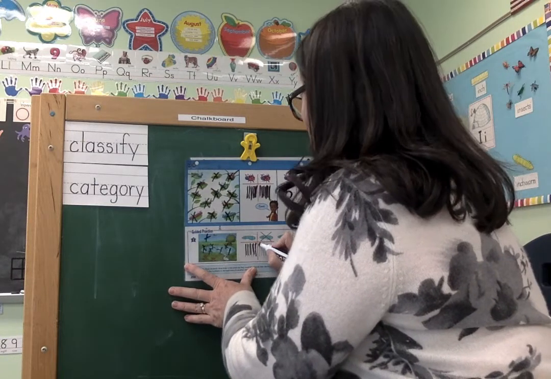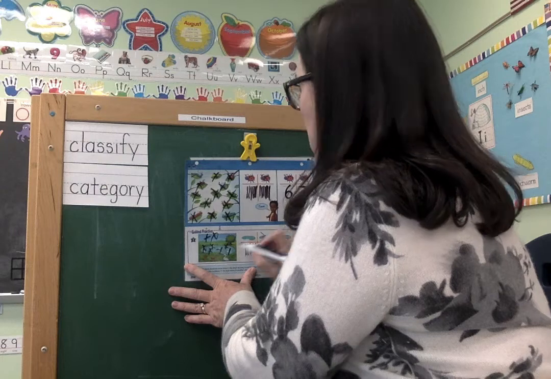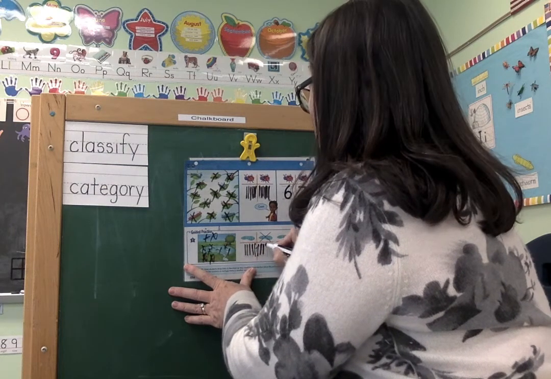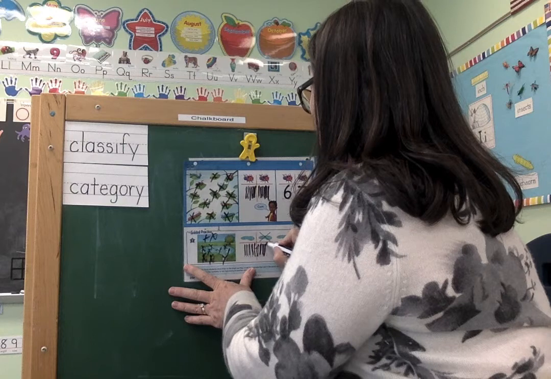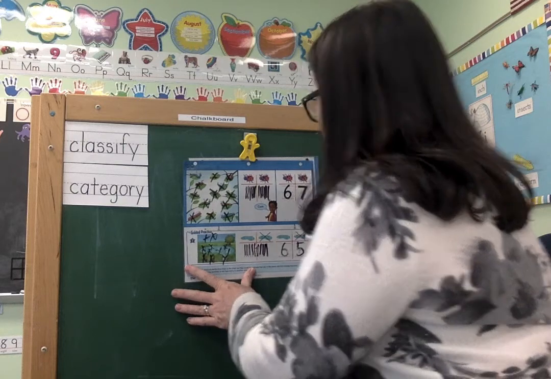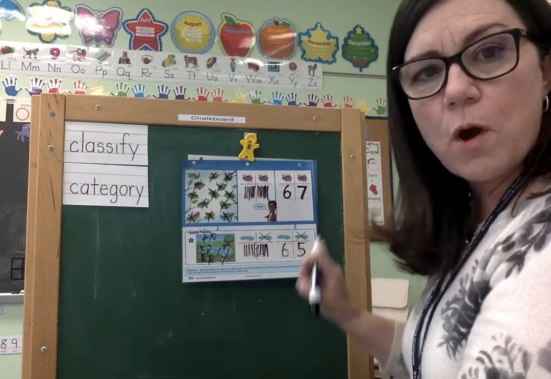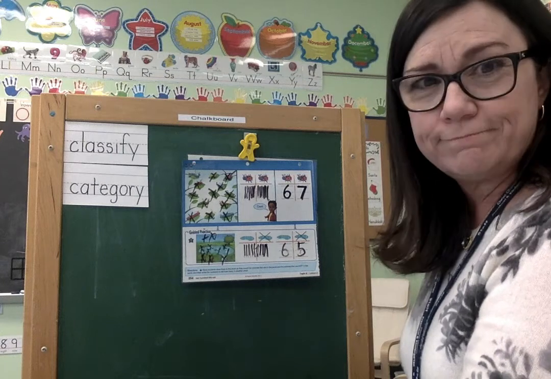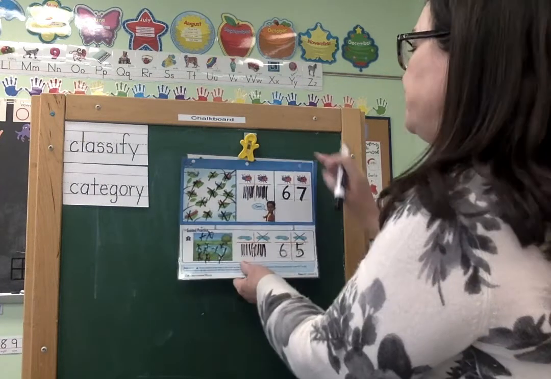1, tally mark. 2, tally mark. 3, 4, make a tally mark. 5. All right, so we had 6 ducks that were in the water and 5 that were not. Did we have more ducks in the water or not in the water? In the water. All right.